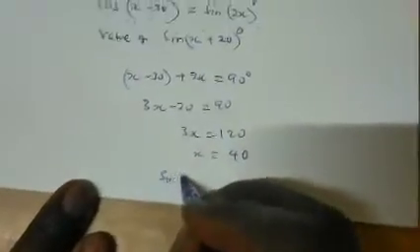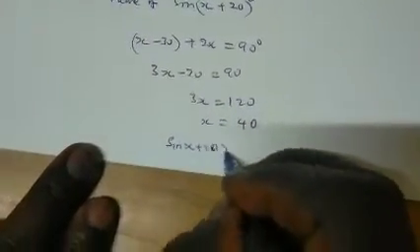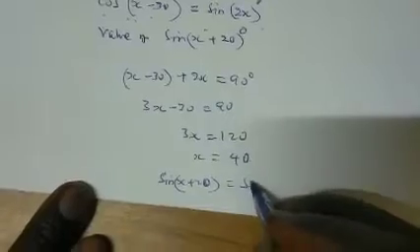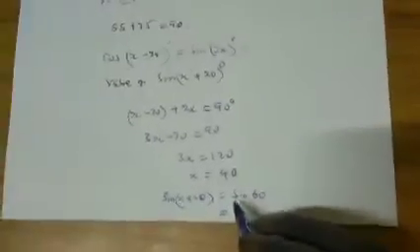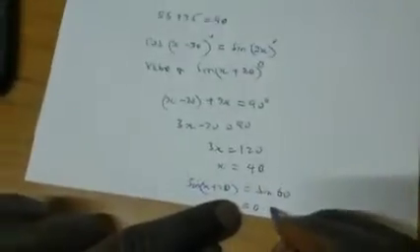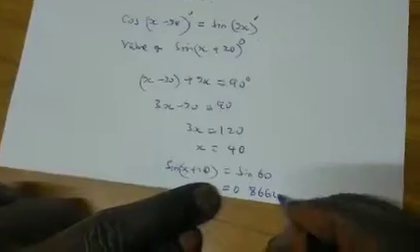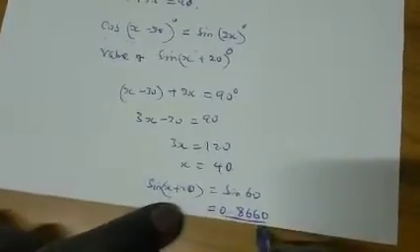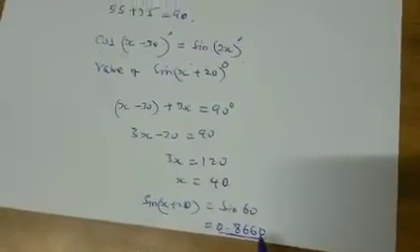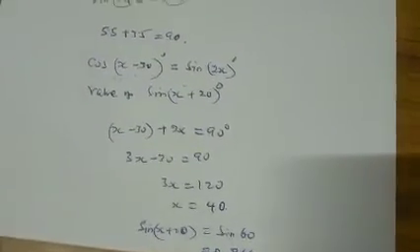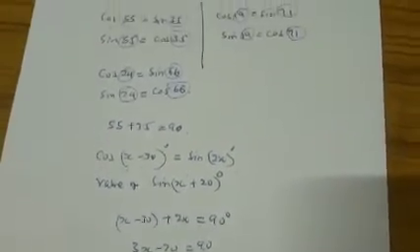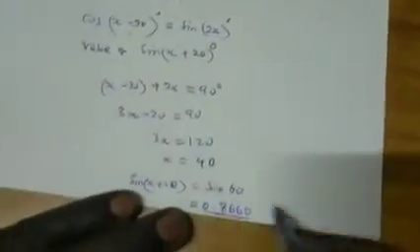So if x is 40, we are asked to find the sine of x plus 20. So sine of x plus 20 degrees should be the sine of 60 degrees, which when we get from our calculators or tables, will give us 0.8660. So that is the sine of 60 degrees. So that is how we apply the knowledge of complementary angles in getting the values of unknowns.